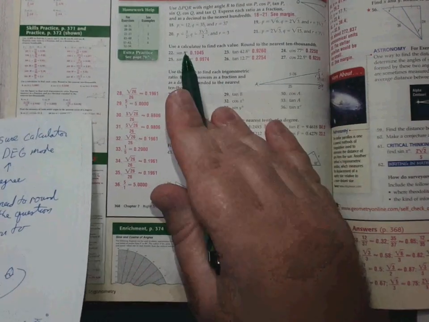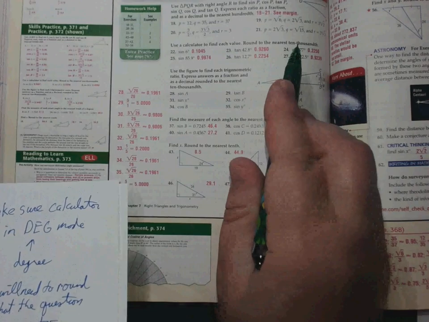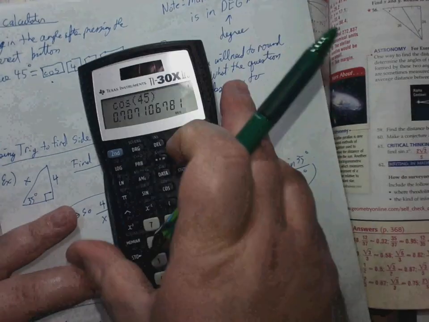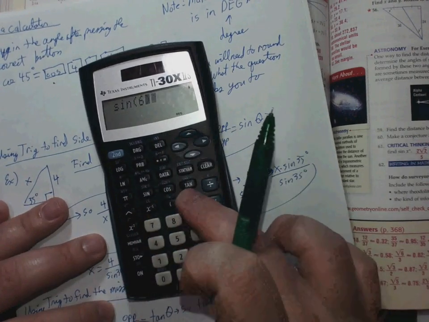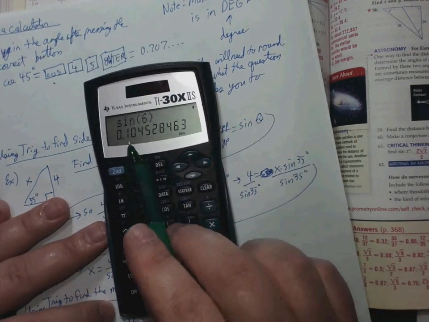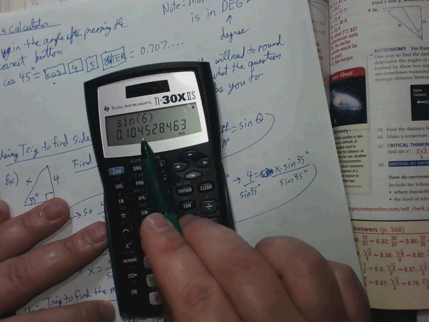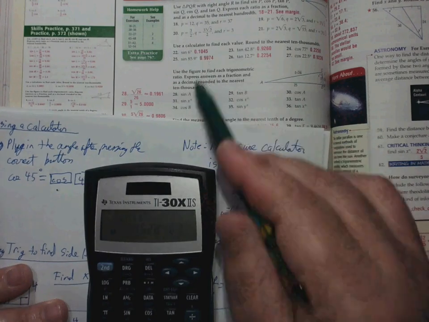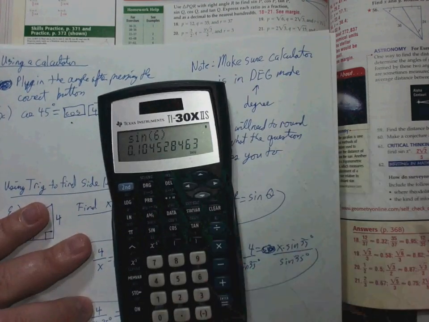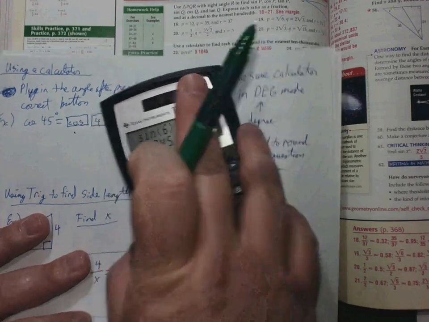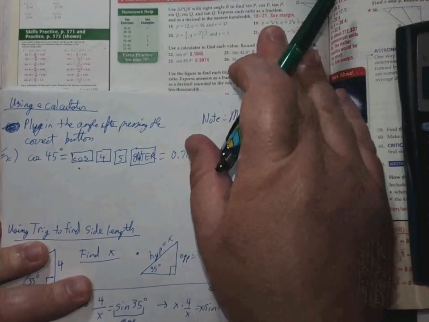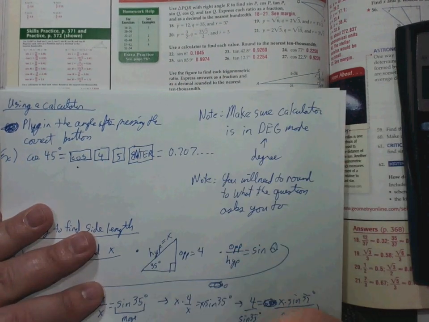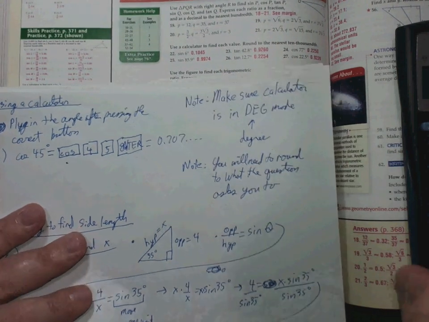So that would be for these questions right here. Use a calculator to find each value, round to the nearest 10,000ths. For instance, sine of 6 degrees. The nearest thousandths, so that's tenths, hundredths, thousandths, 10,000ths. So that'd be 0.1045. That's all you have to do for that. Again, these first 4 right here, that was what I showed you how to do for each operation.